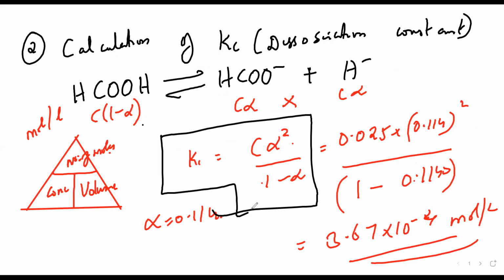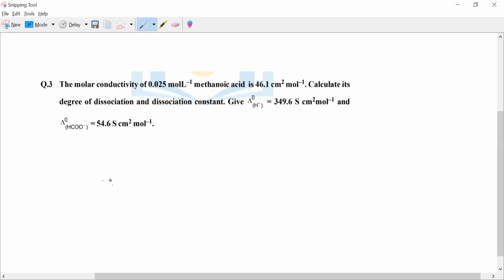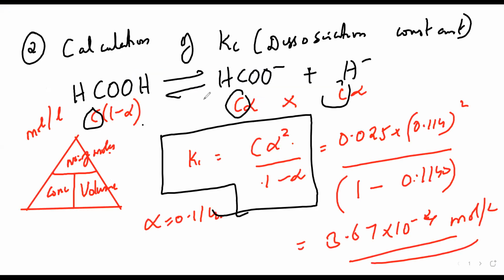Okay, so basically it is products by reactants only. I'm not doing any major thing here. And C stands for concentration, and the concentration is given in our question, 0.025. If you do the mathematical calculation, you'll get the answer. I hope now everyone is clear about it.